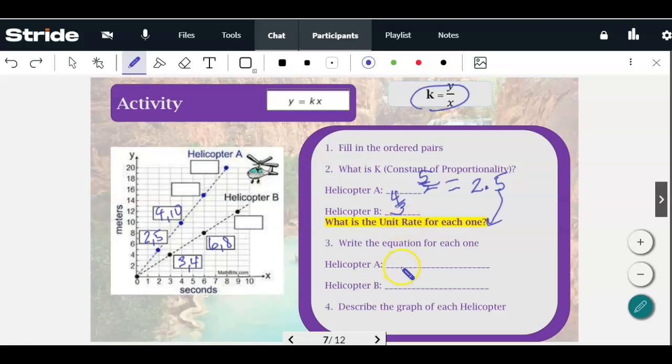Write the equation for each one. You have y, we've got our constant of proportionality here. So at helicopter A, y is equal to 5 over 2x. And then B, y is equal to 4/3 x. Okay, and just to recap again, for unit rate, you just have to simplify it for per 1, and these just come out to decimal answers. All right, so describe the graphs. You would just say, well, helicopter A is definitely climbing faster than B because it's steeper.